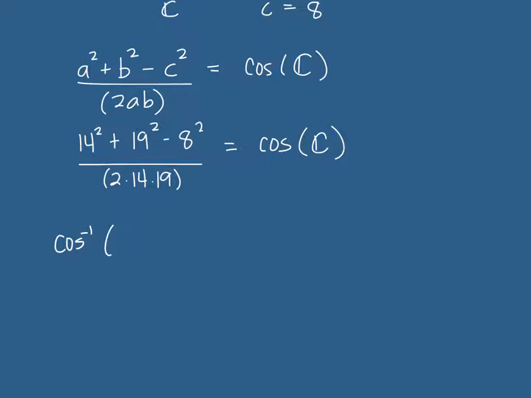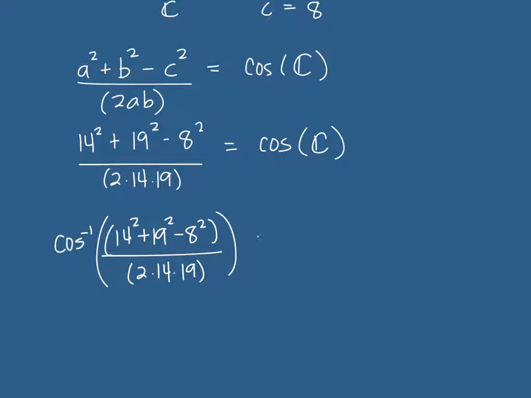So you've got to include parentheses around the 14 squared plus the 19 squared minus the 8 squared. You also need parentheses still around the denominator. It's just one of those things the calculator needs. And you need big old parentheses around the whole thing so that you figure out what angle C is. All right, that takes a little practice.